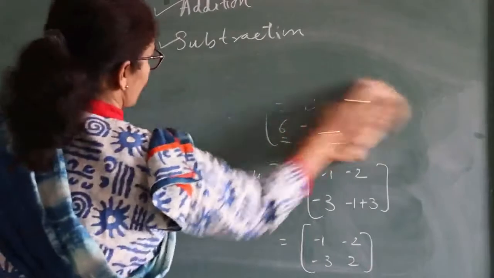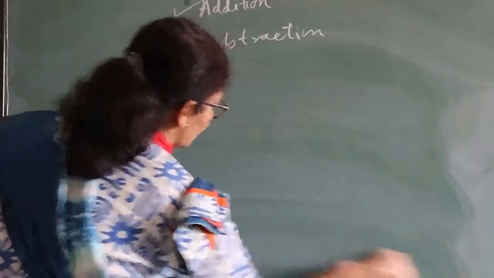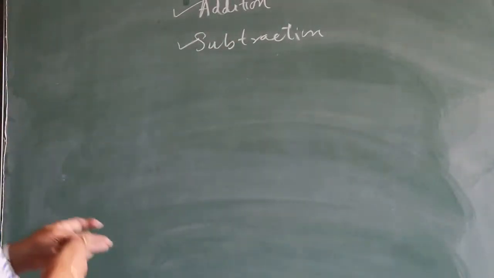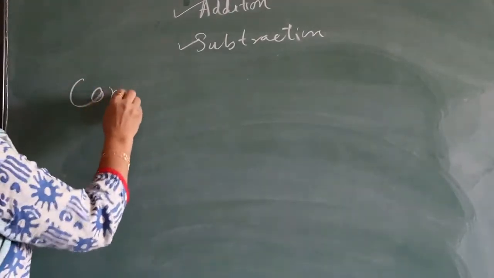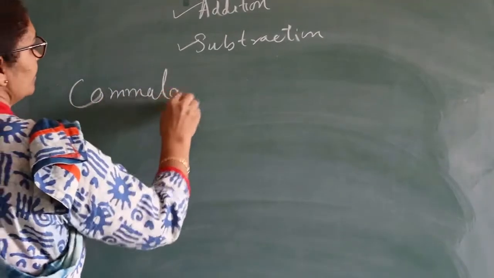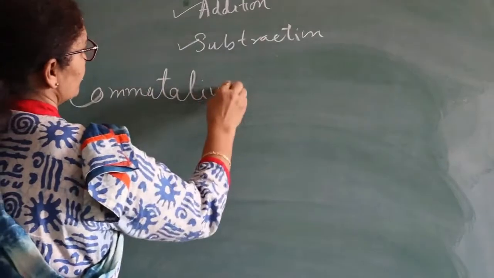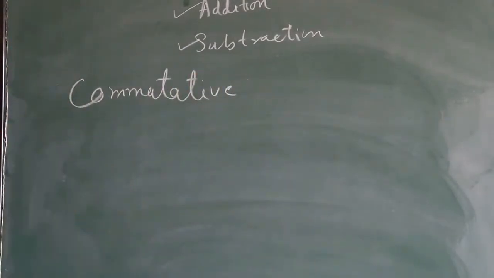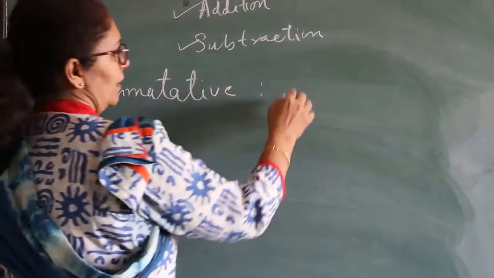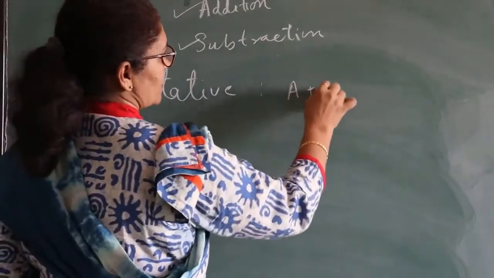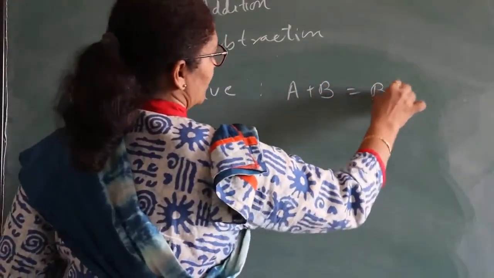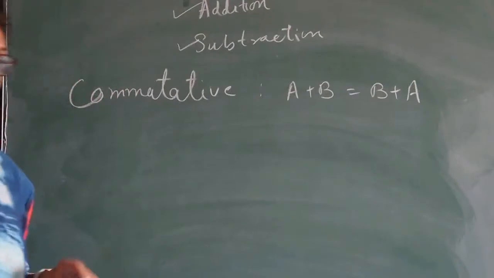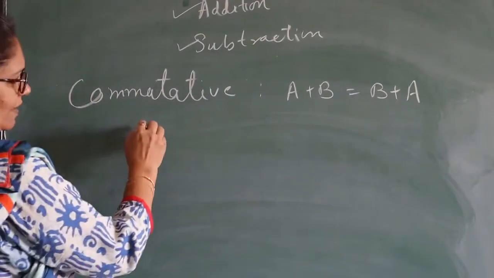Before that we discuss the properties of addition. The first property we learn is commutative. In the commutative property, we learn that the addition of two matrices A plus B and B plus A remains the same. Now let's take one example of it.